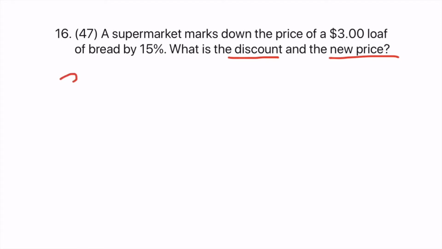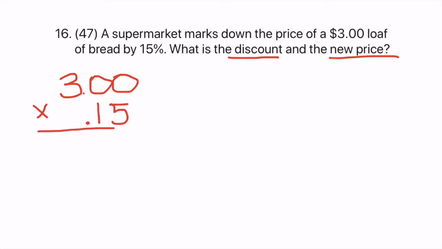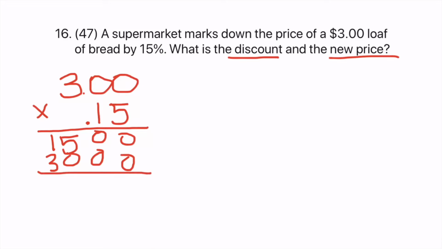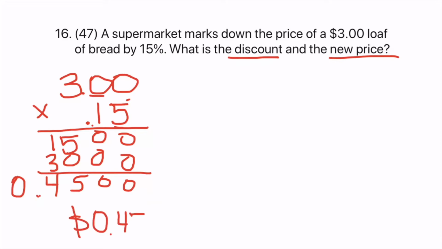So we have $3, and whenever trying to find the percent of a whole, we're multiplying. However, we need to change 15% into a decimal. We just do that by moving the decimal over 2 places, so it's 0.15. And now we just solve. So we have 0.15, our placeholder, 0.03, and that gives us 4,500. However, we have 4 decimal places. So there's our decimal point. And remember, this is money, so we would say our discount is 45 cents.